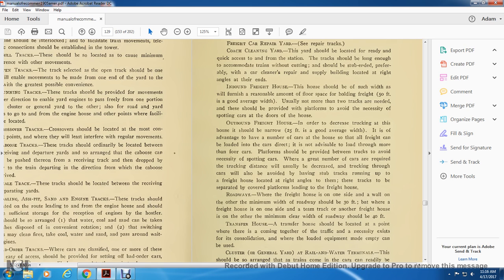Is now the average advantage of the number of cars in the house. Of all freight, it can be loaded with the cars directly. Not advisable to load it between more than 4 hours. The platform should be provided with tracks between them to avoid the necessity of spotting cars.